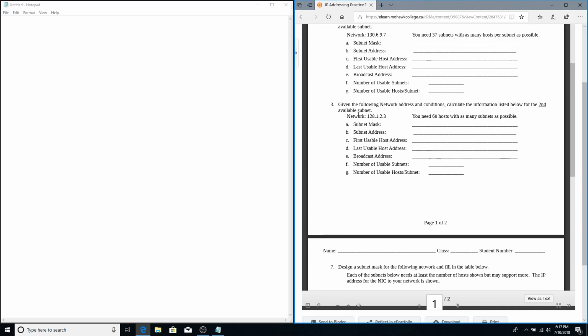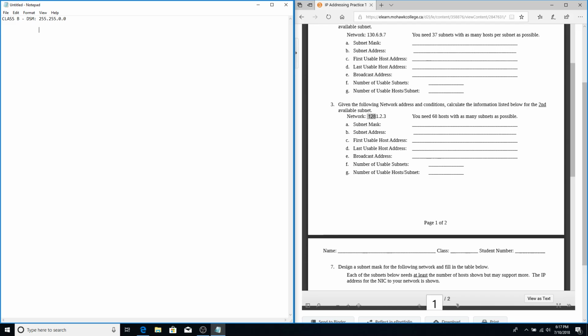The very first thing that you always have to do is write down the default subnet mask of the network address that you're given. It starts with 128. We know that that means it's class B. And the default subnet mask is 255.255.0.0. What that essentially shows you is what the network bits are and what the host bits are.